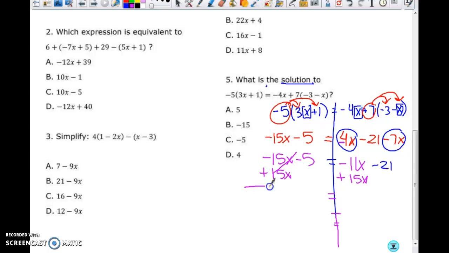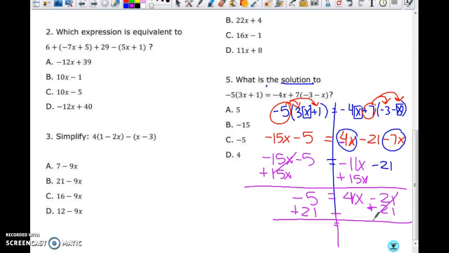Alright, this will cancel. Bring down my negative 5. And negative 11x plus 15 is actually 4x. So that was my mistake. Negative 21. Alright, everything's still the same. I'm still going to add the 21 to both sides. Alright, that will cancel. Bring down your 4x. This is still 16. However, what do I divide by? 4. Oops. So x is equal to, what is 16 divided by 4? That's going to leave us with 4.